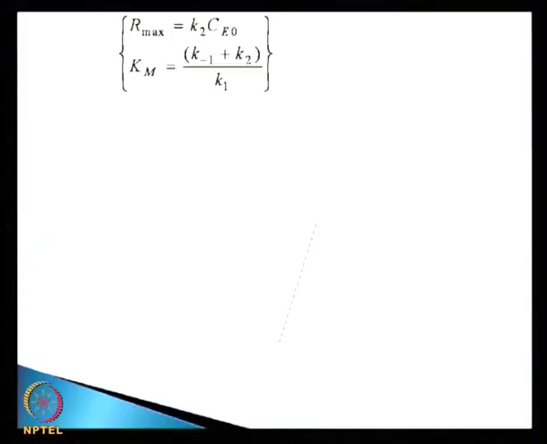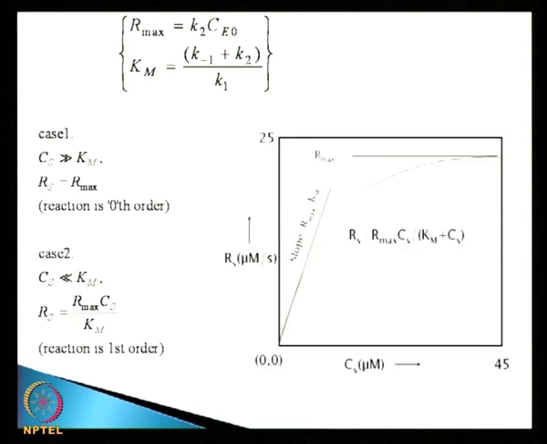So a very straightforward way would be to just measure these rates at various concentrations. And once you measure these rates at various concentrations, you get a plot like this. So these numbers that you see here correspond to certain experiments, and RS is the rate versus CS, the concentration, which is in micromolar on the x-axis, and the rate on the y-axis is micromolar per second. Okay. So RS is R max CS over Km plus CS.